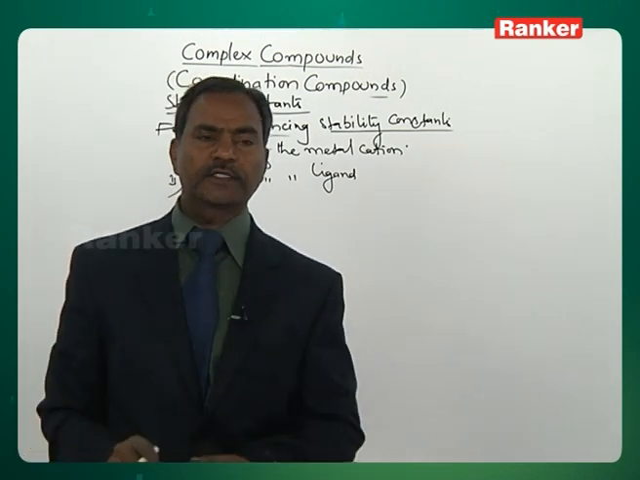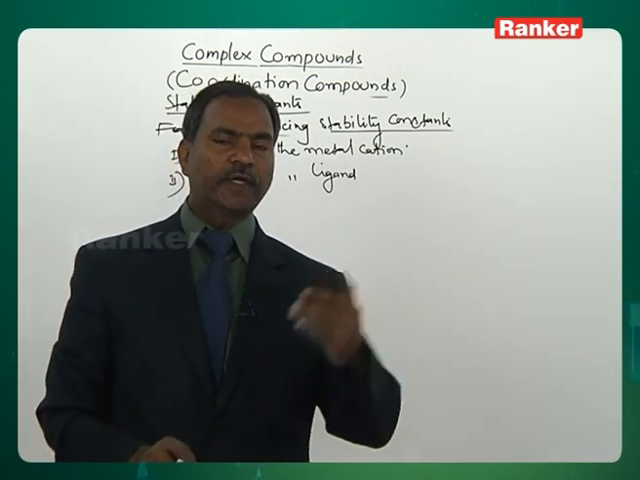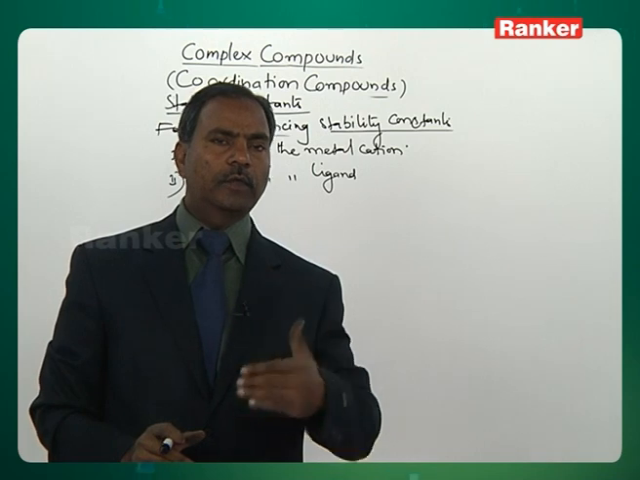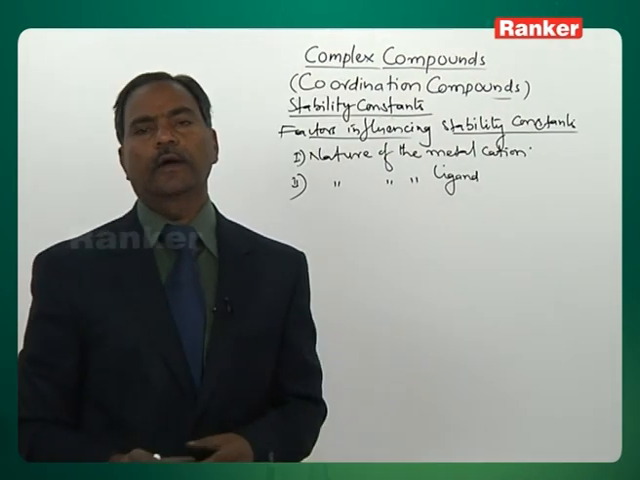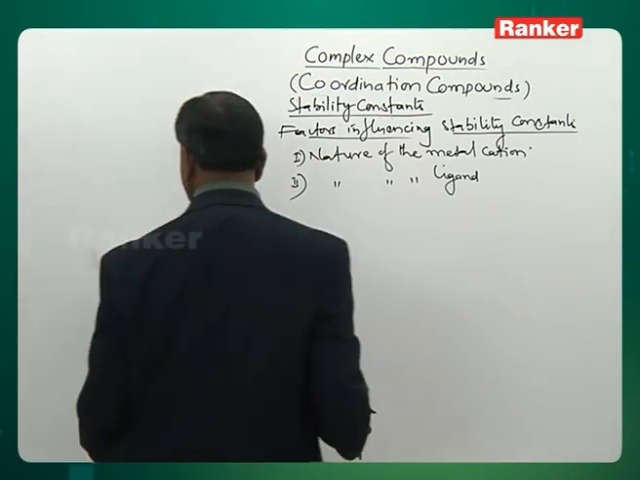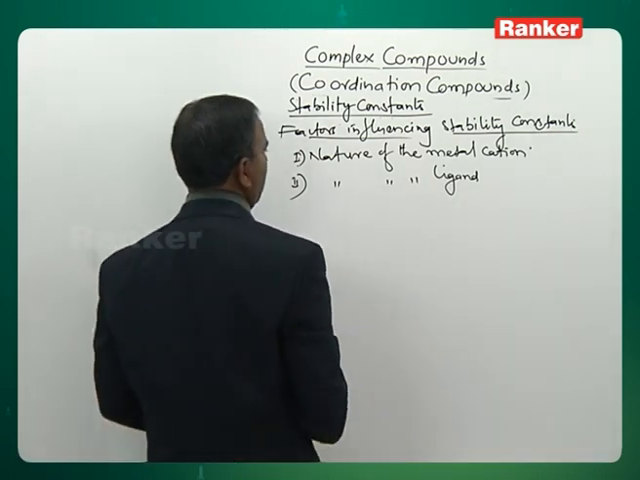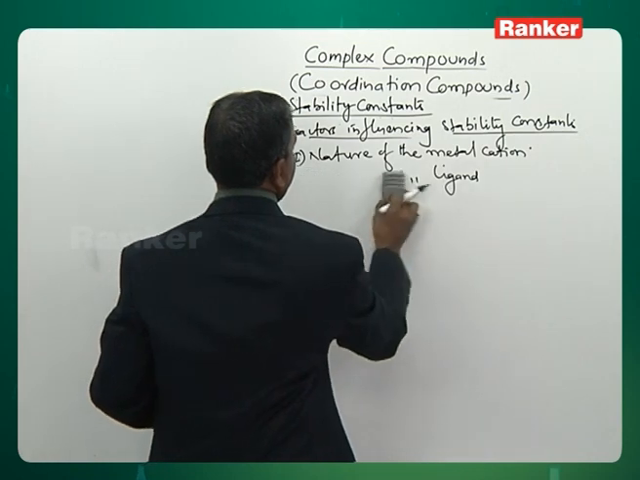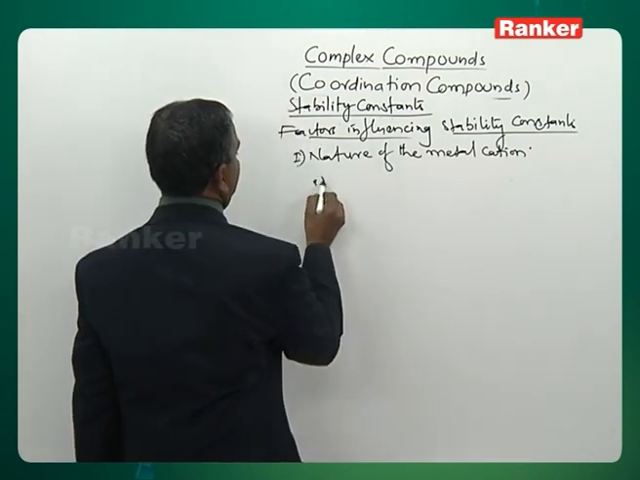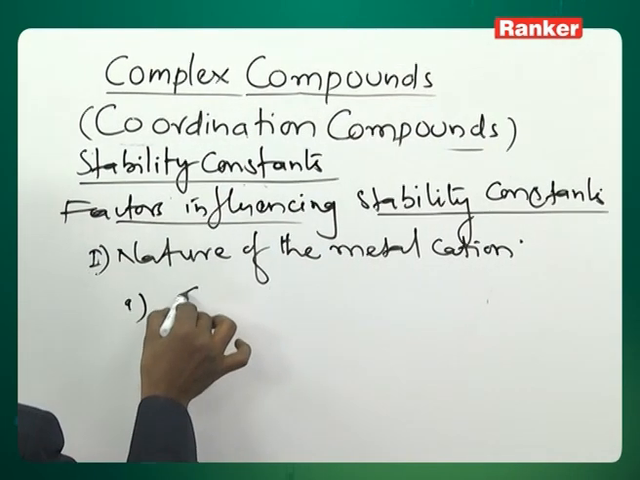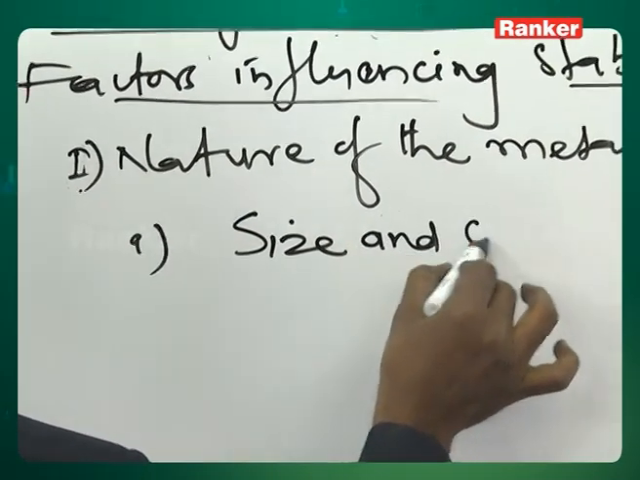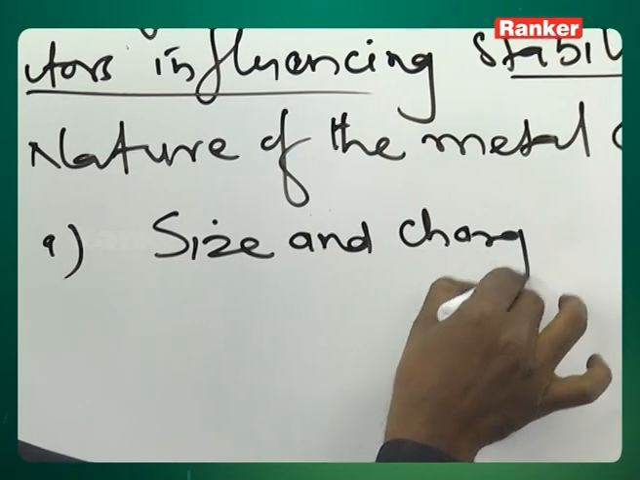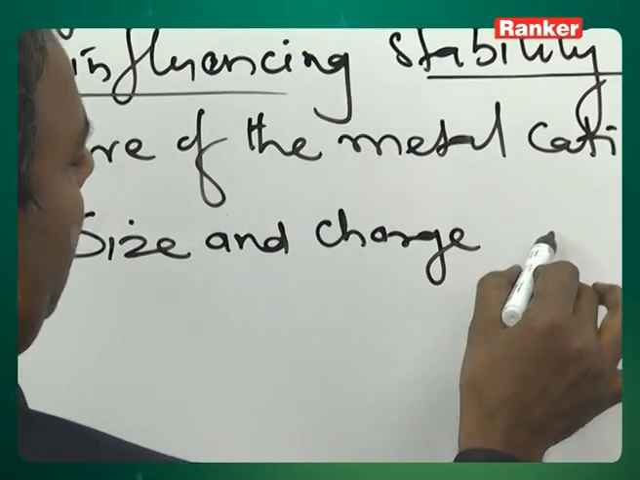Under these two factors, first let us have a discussion about how the nature of the metal influences the stability of a complex. First one, let us take the nature of the metal cation. Under this, let us first take the size and charge of the metal ion.